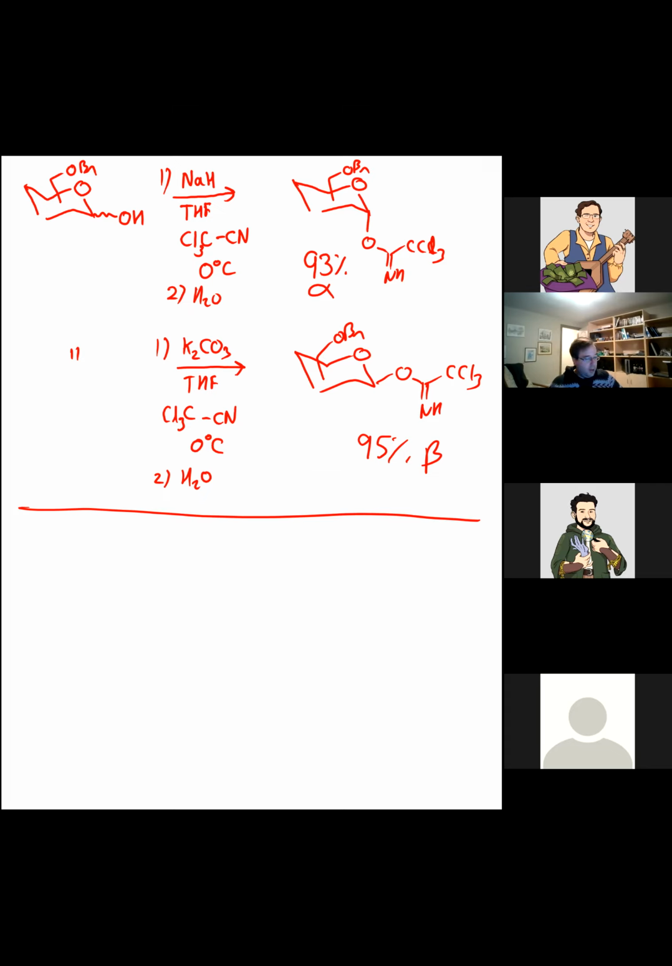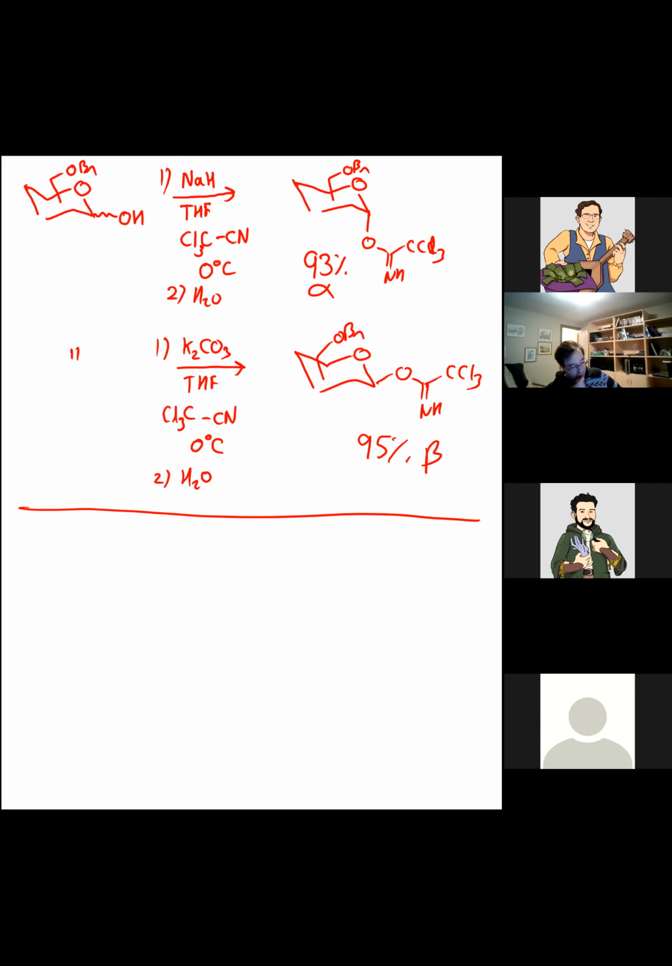So, what is going on here? How can we explain this? It's the salt and the hydride. The salt and the hydrate? Yeah, the base is working differently. Right, I completely agree. Why is the base working differently? What's the difference between sodium hydride and potassium carbonate?